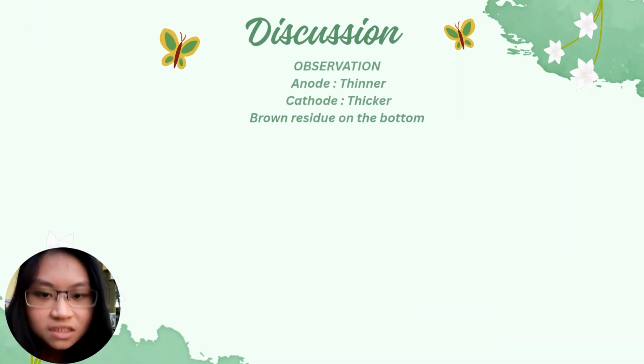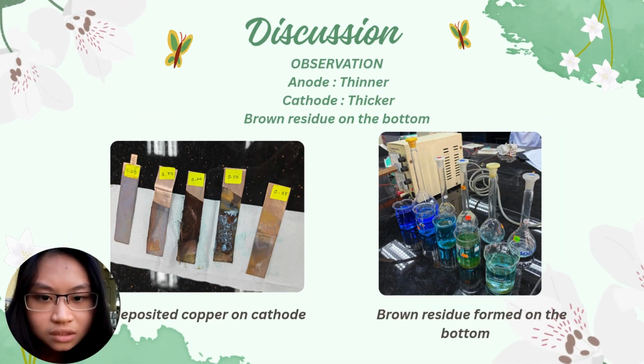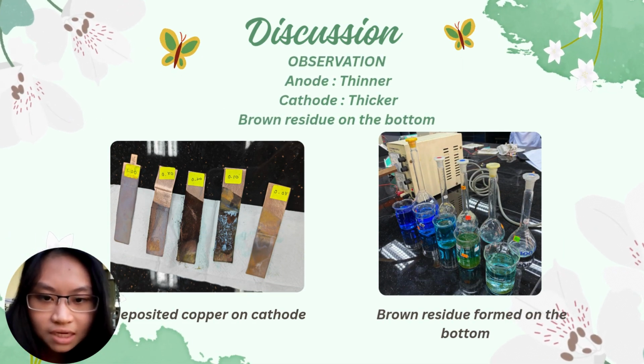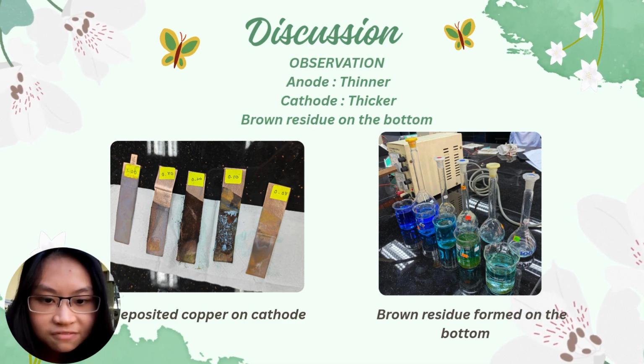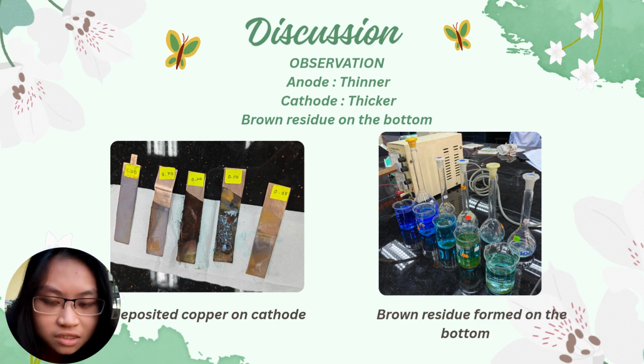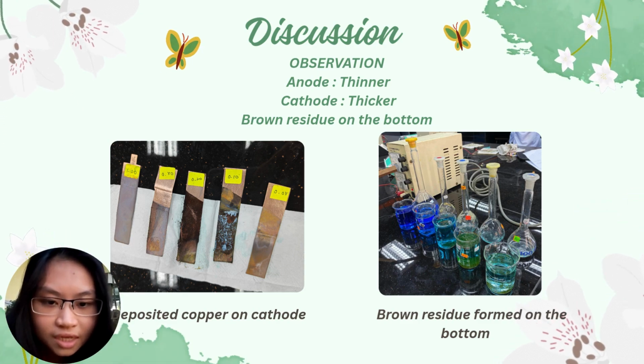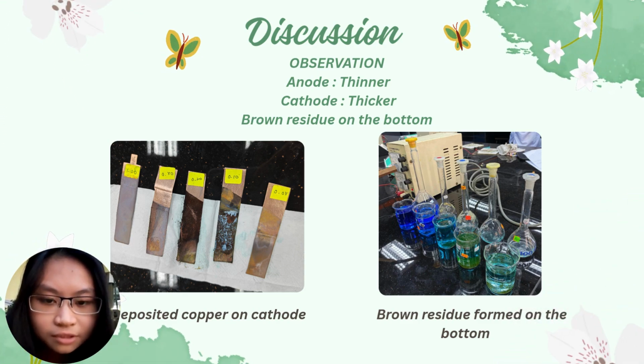So after the experiment was done, we observed that the anode became thinner and the cathode became thicker. And the brown residue is from the bottom of the solution. But for the lower concentration, you can observe in the second picture that there is copper floating and also copper sinking at the bottom of the solution.